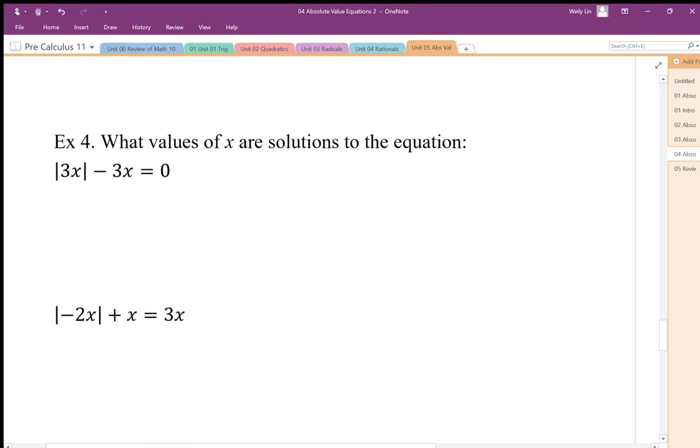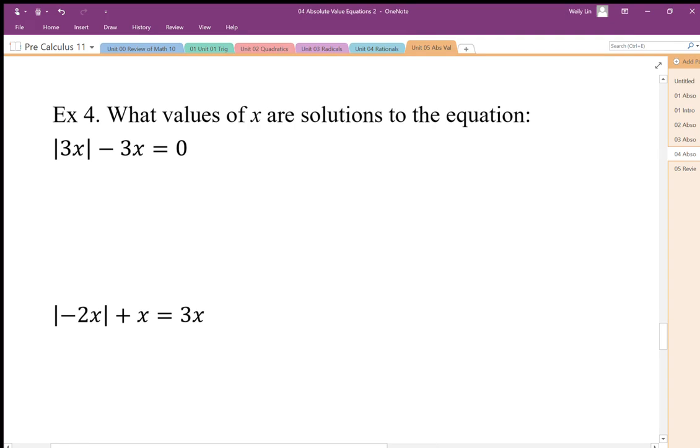So what are the values for x, our solutions to the equation? Well, let's solve this. We can just solve this and we'll do the domain analysis afterwards. So we end up with absolute value 3x equals 3x. So we have our positive value solution, which is 3x equals 3x. Well, when is 3x equal to 3x? Well, that's when x can be anything. We get x equals x, or we get 0 equals 0. This really means all real numbers.